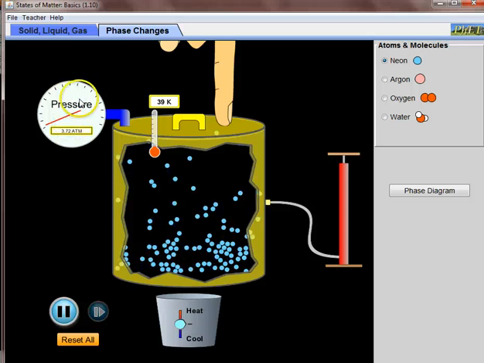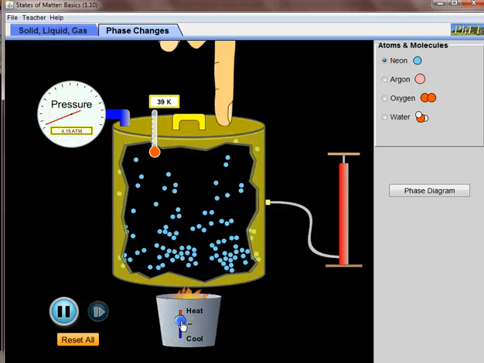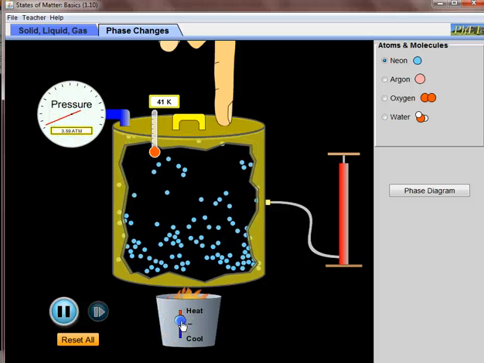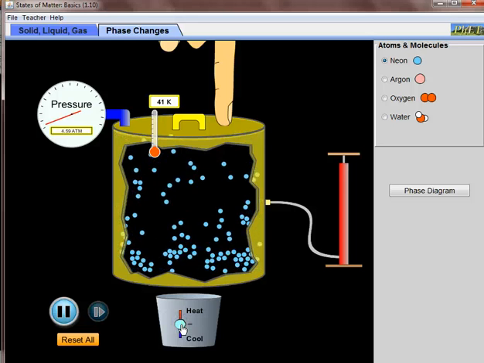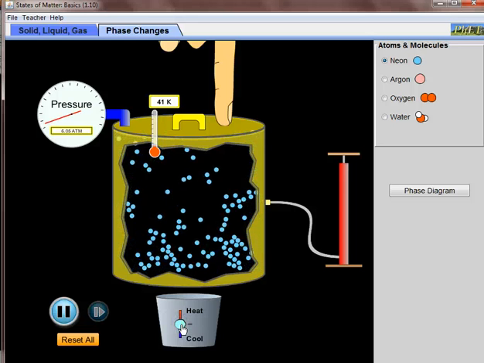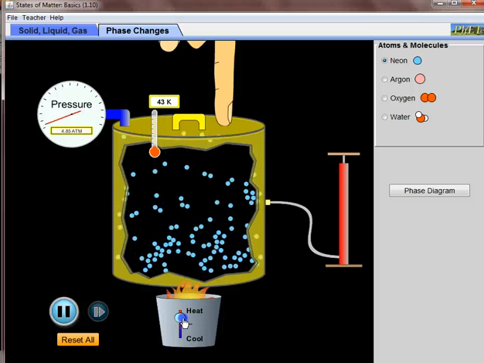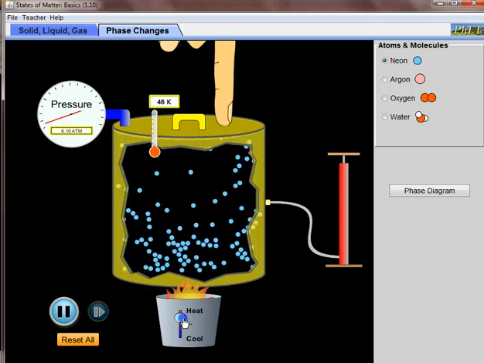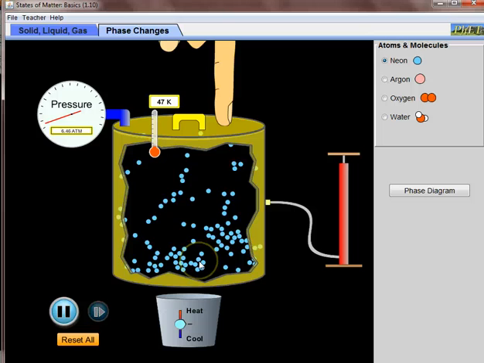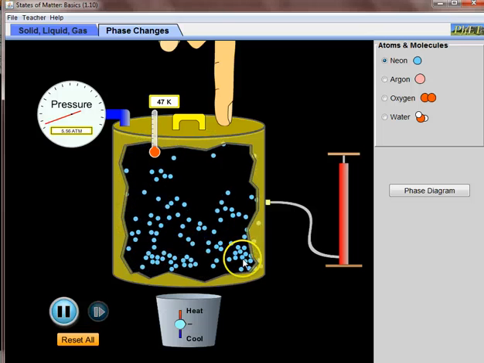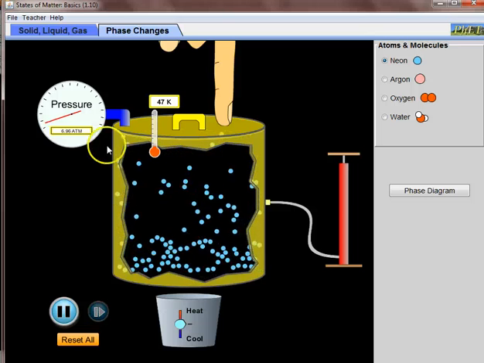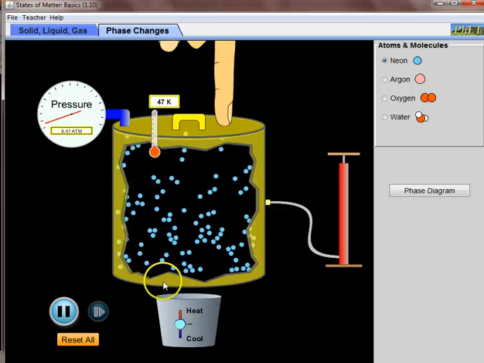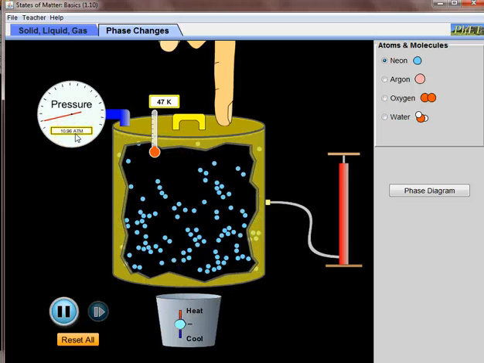But this is the pressure in the container, right? So why is the pressure increasing? What is causing it? Yes, exactly, Sahil, very good. The molecules of the gas here, the neon gas particles, are actually hitting the walls of the container, and that is causing the increase in the pressure.